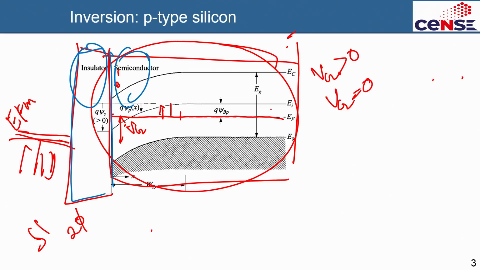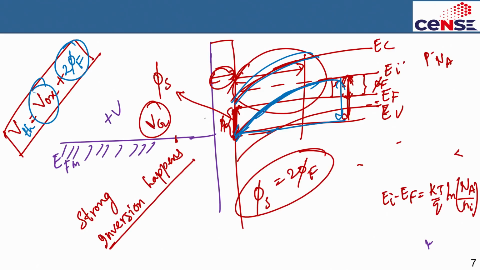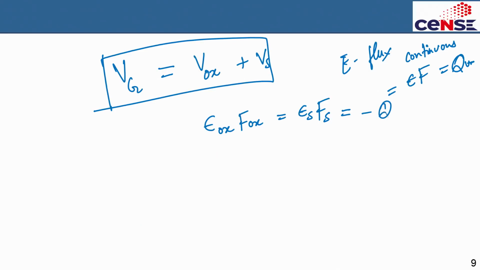So I can write that the epsilon of the oxide times the field in the oxide is equal to epsilon of the semiconductor times the field in the semiconductor, and this will be equal to the total charge on the gate that you are applying. The total charge on the gate has to be equal to the total charge in the semiconductor. Before the inversion is formed, the total charge in the semiconductor is the depletion charge. I will call it minus QS, that represents the total charge in the semiconductor.